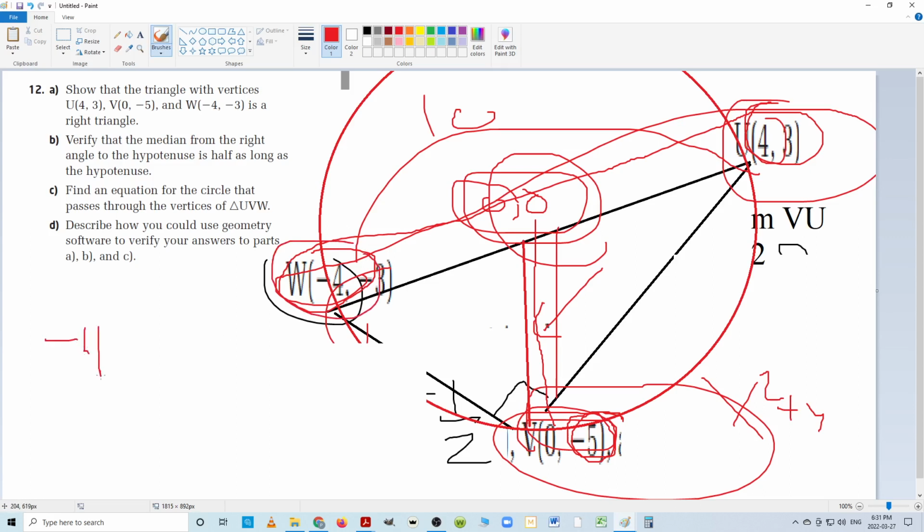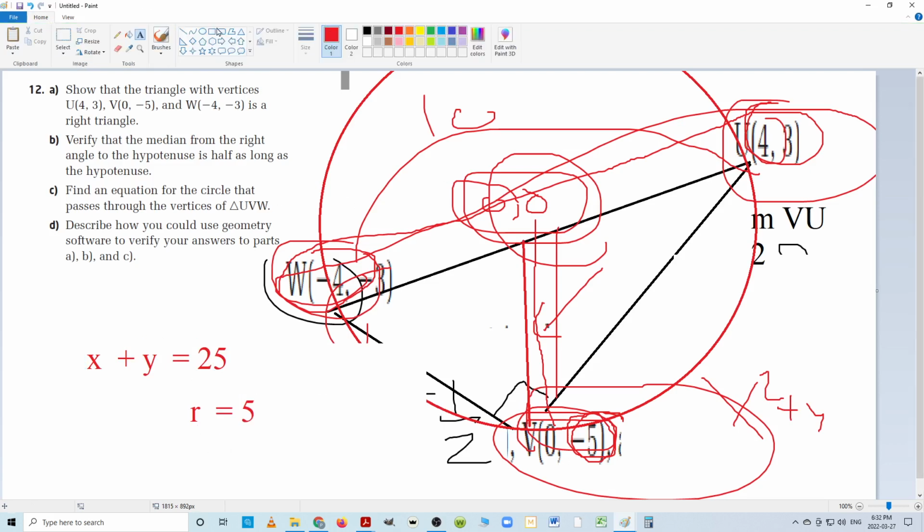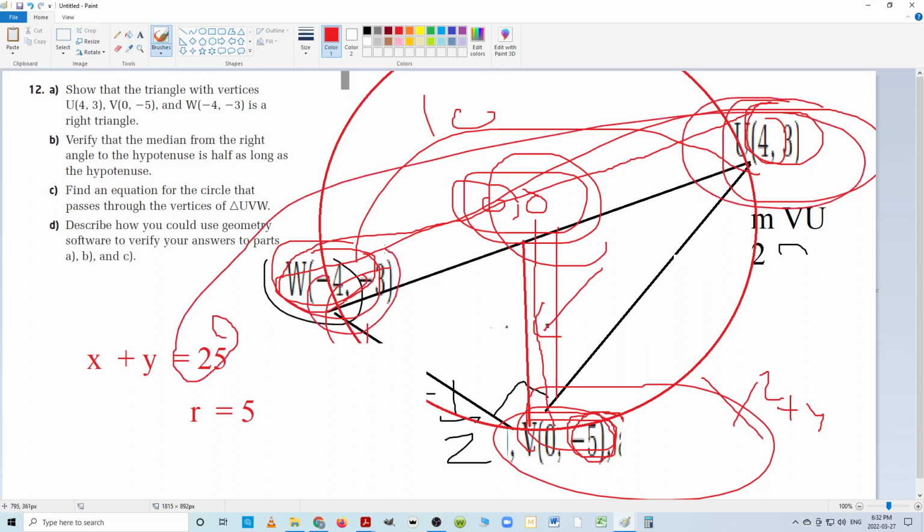So minus 4 squared plus minus 3 squared is 16 plus 9 is 25. So for this to work, for this to be on a circle, it would have to be x squared plus y squared is equal to 25, right? Which means the radius would have to be 5. So there's the big hint there. Then we go ahead and do it on this one to see if this one is also going to be 25. Because that's the only way they can all be on the point.